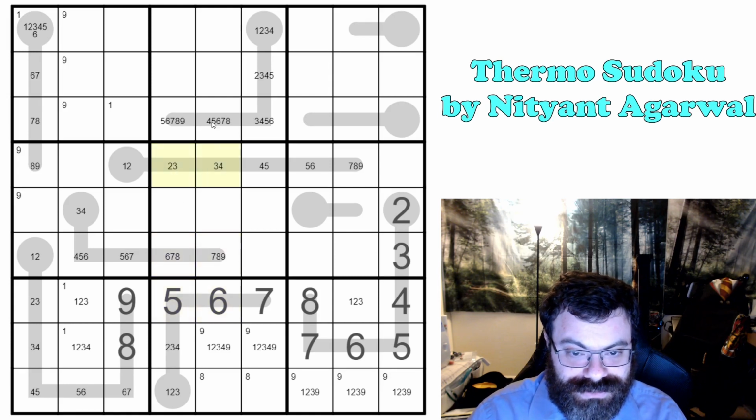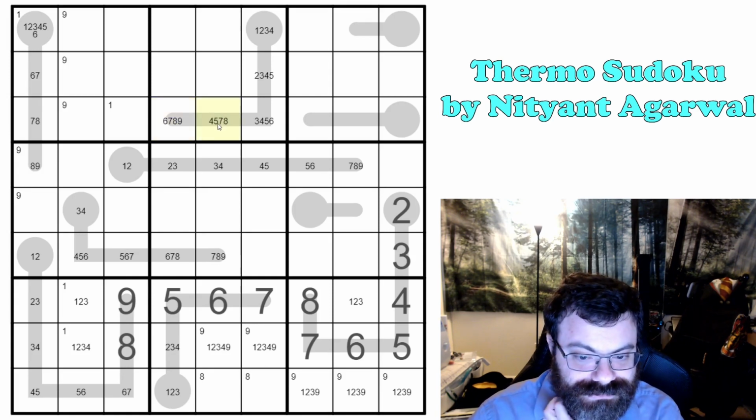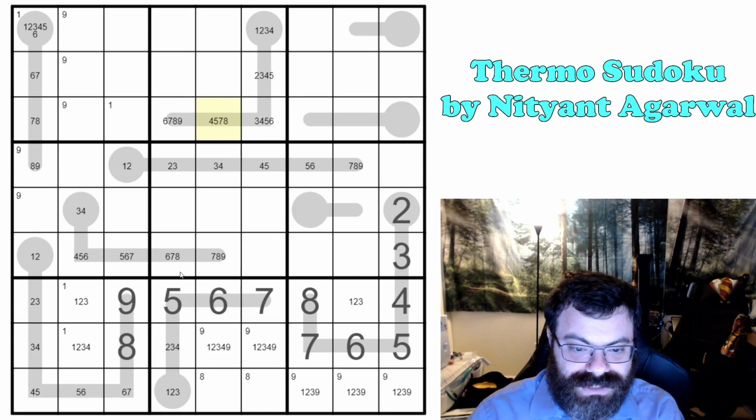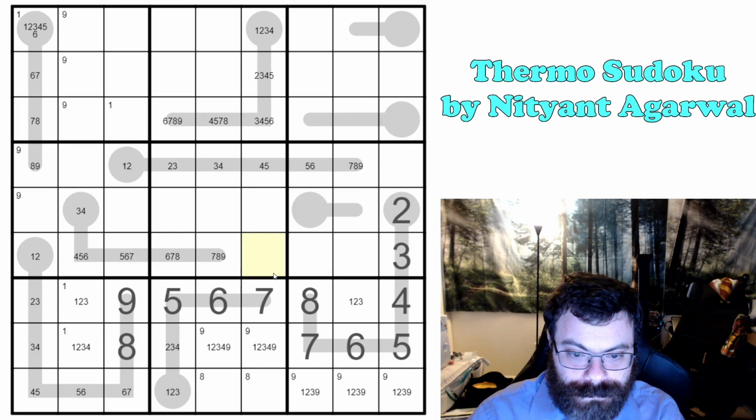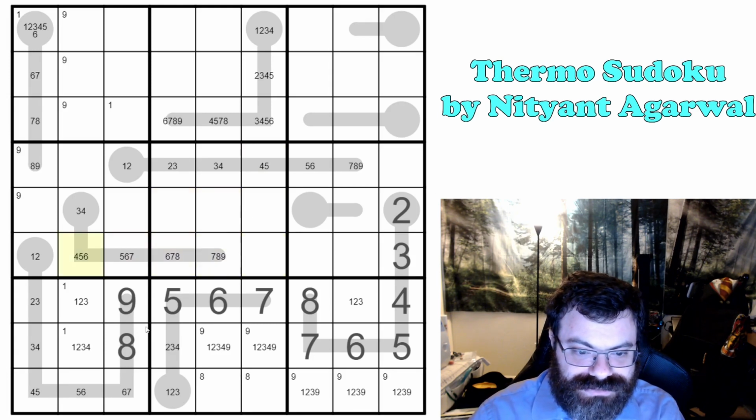Amazingly, this didn't line up with practically anything. Okay, well, this can't be 5. This can't be 6. Even smaller deductions. It does limit 7 quite a bit more in this box, but not enough to do anything useful.